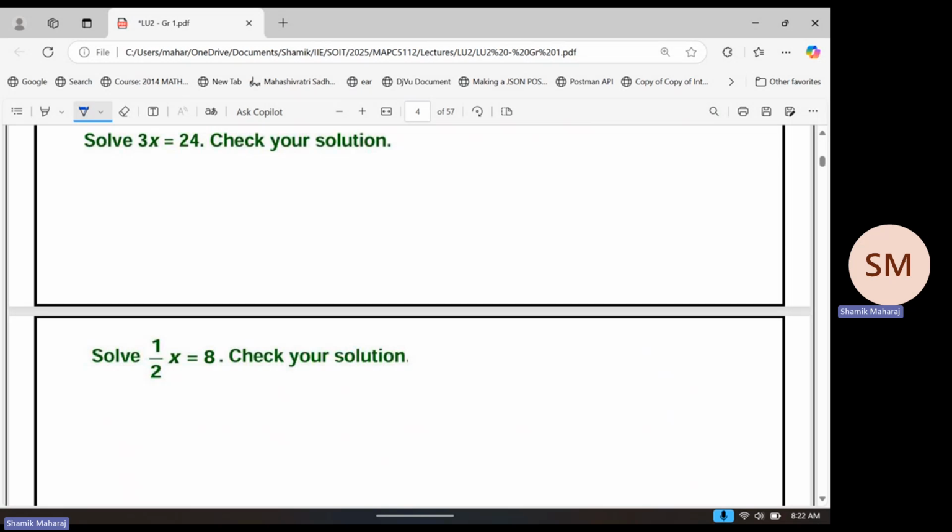Okay, so 3x is equal to 24. What we need to do here is get rid of the 3 on the left-hand side. Once you get rid of the 3, you're left with only x. So to get rid of the 3, we divide by 3 on both sides. Simple as that. Then the 3 on the top cancels the 3 at the bottom and leaves x on that side.